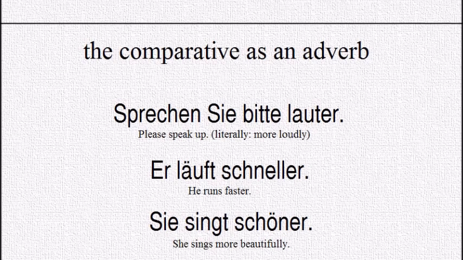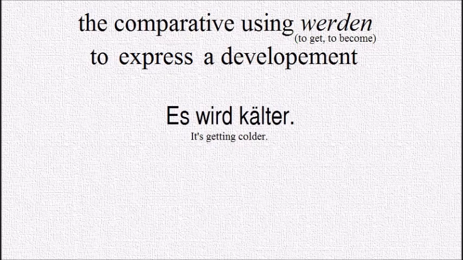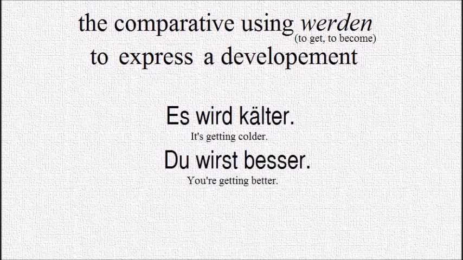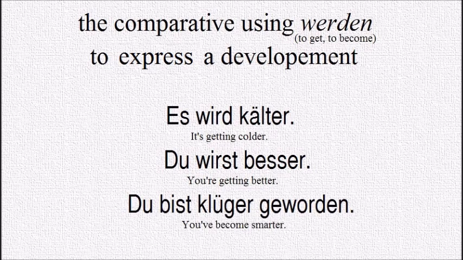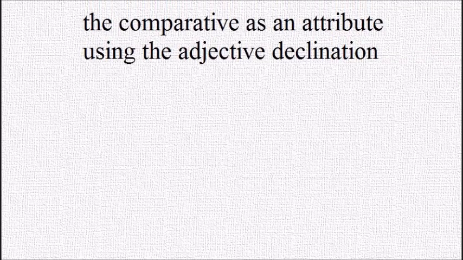And you can also use the comparative to express a development using werden, to become, to get. For example, es wird kälter. It's getting colder. Du wirst besser. You're getting better. Du bist klüger geworden. You've become smarter.